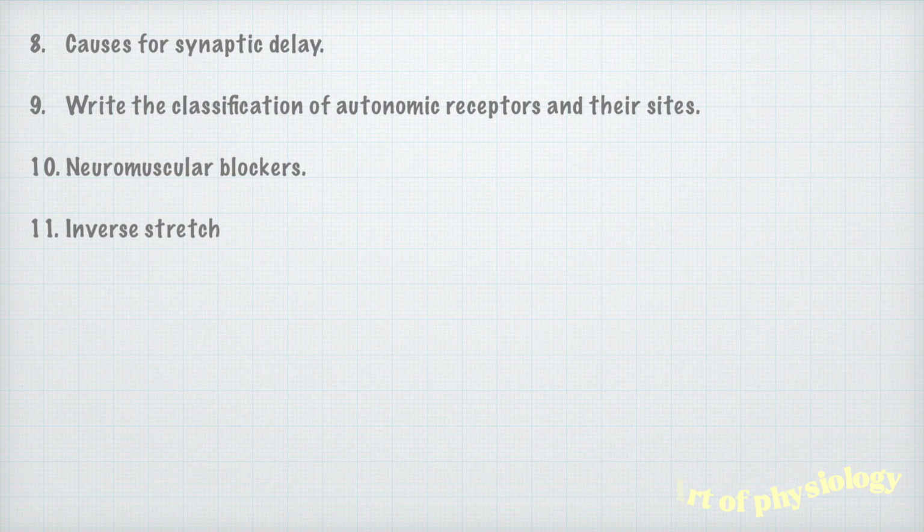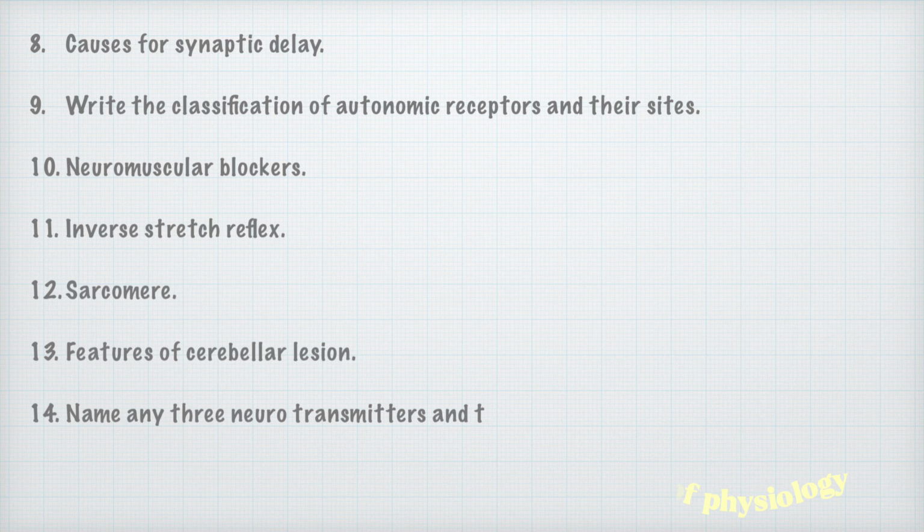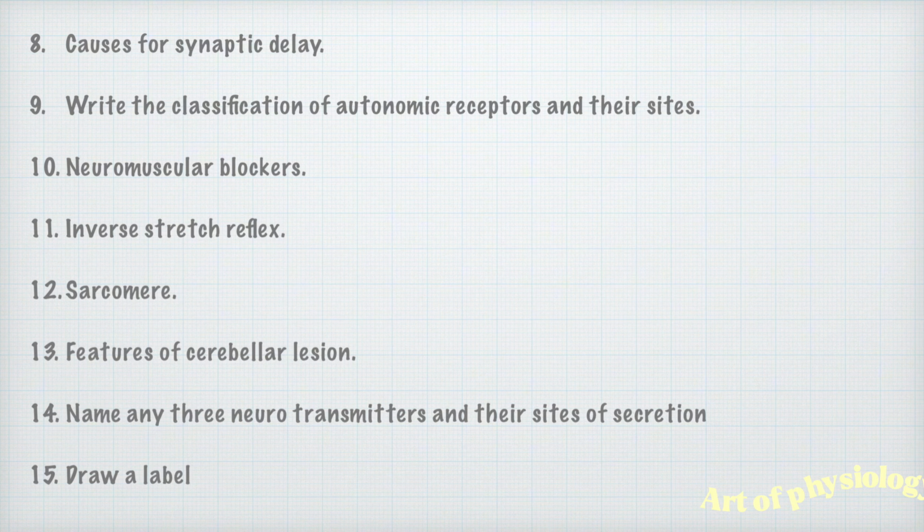11th question is inverse stretch reflex. That is also important. Then sarcomere, again a simple thing. Then features of cerebellar lesions, again. Then name any 3 neurotransmitters and their sites of secretion. Draw a labeled diagram of stretch reflex.